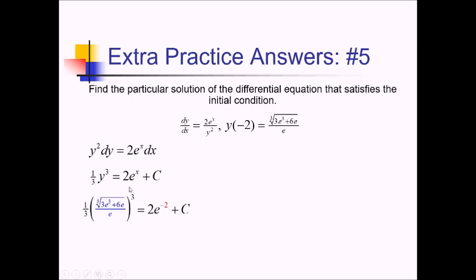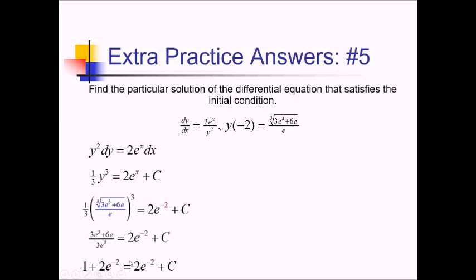So first thing I'm going to do is cube the numerator and denominator. That's going to give me just 3e cubed plus 6e in the numerator. And we're going to have e cubed in the denominator. And while I'm at it, let me just multiply this 1/3 to get a 3 down in the denominator. And now I'm going to simplify a little bit here. I can divide the numerator, both terms there, by 3e cubed. 3e cubed over itself is just 1. 6e over 3e cubed, that's going to be 2e to the negative 2. So we have 1 plus 2e to the negative 2 equals 2e to the negative 2 plus c.